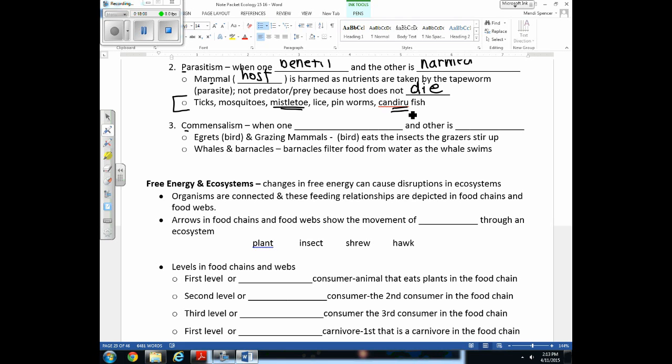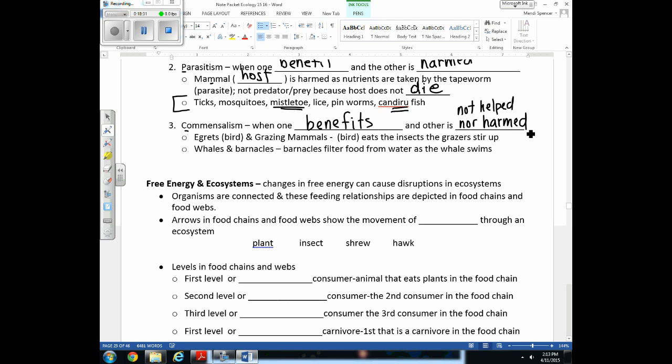In commensalism, we have one species benefiting, and notice in all three of these symbiotic relationships, one organism benefits. If one didn't benefit, then that relationship wouldn't have developed in the first place. We always have one benefiting, and in this situation, the other is not helped nor harmed.